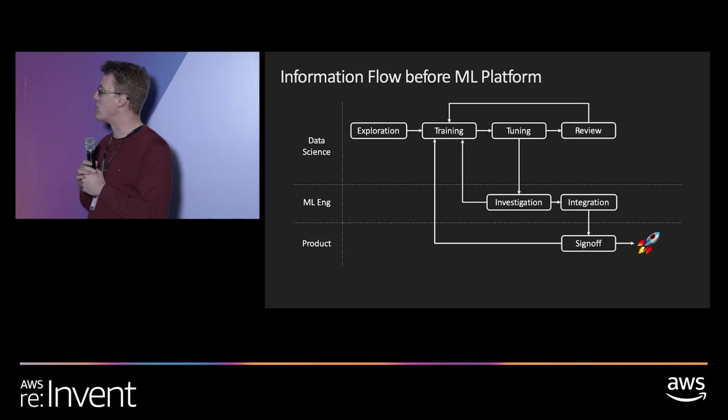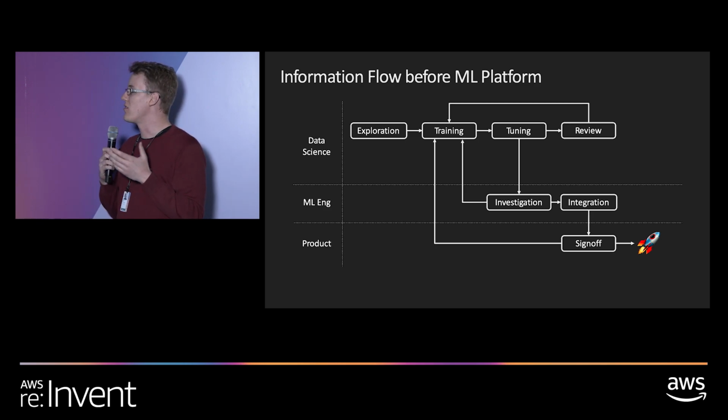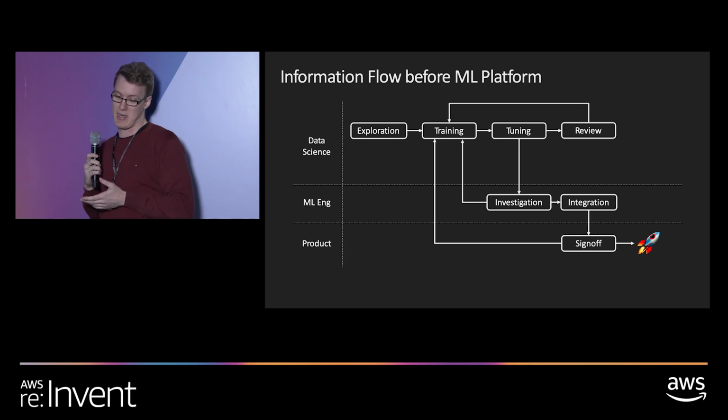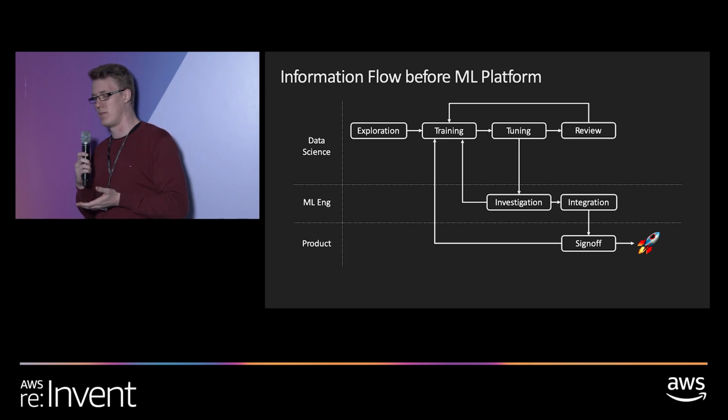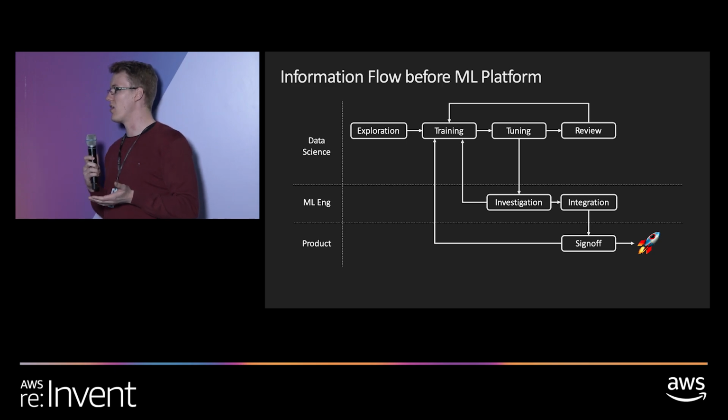And this is the information flow before we had a machine learning platform. You can notice again that earlier I mentioned it was a bit waterfall-y. So we've stratified this into 3 layers. We've got the data science layer, the ML engineering layer, and then the product layer, so the product manager. And you notice that it's very unidirectional. So to get to a point where a product manager is able to view the results of a model, it's often at a point where the model is already in production.